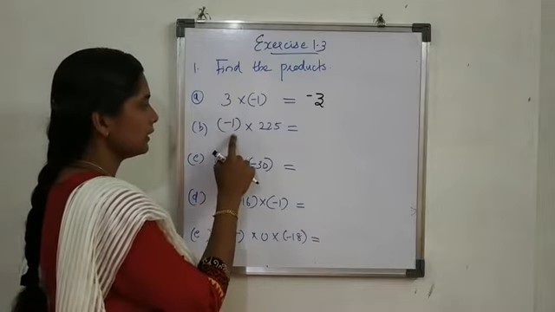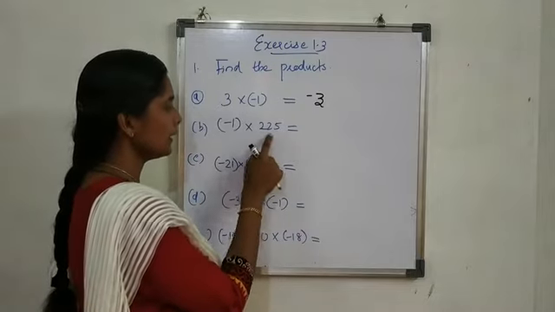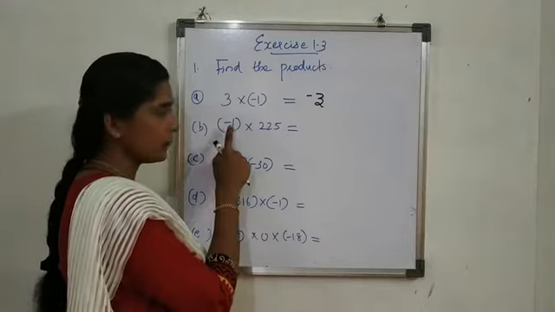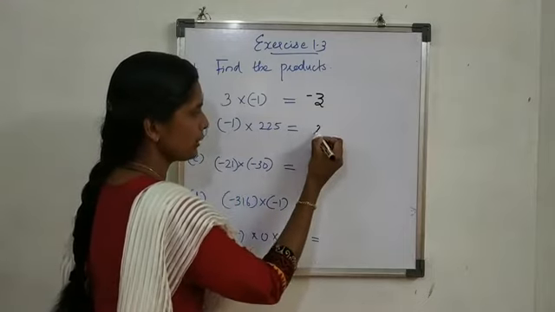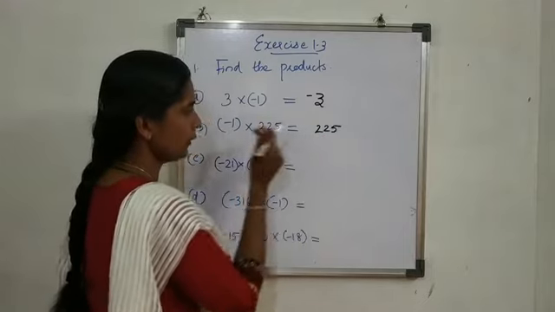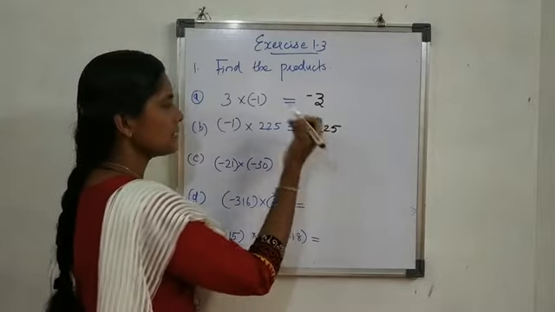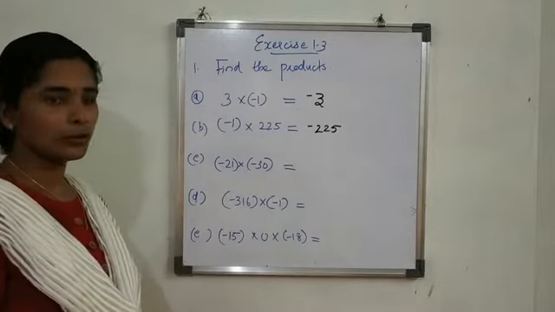Next step. Here also two integers are there, and only one negative integer is there. Minus 1 into 225. 1 into 225 is 225. Only one negative integer is there. Therefore, the answer is minus 225.